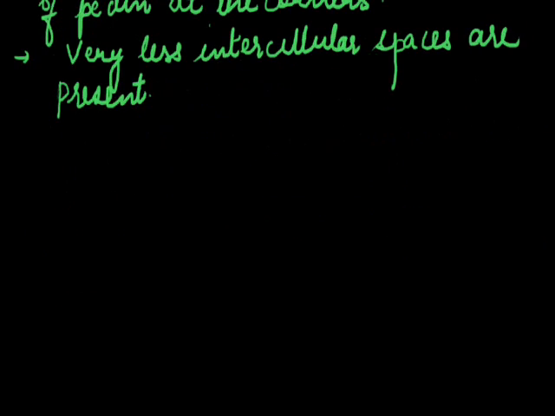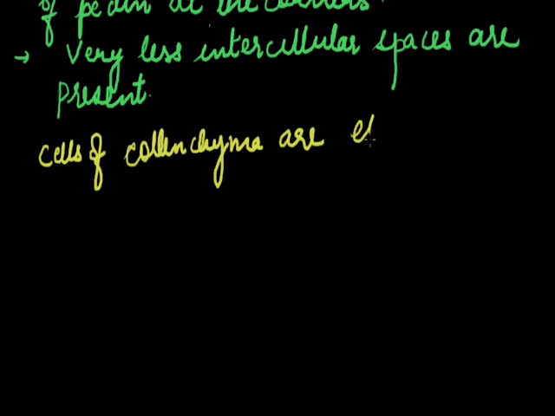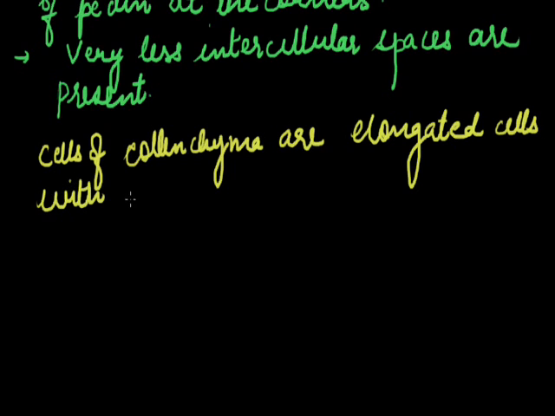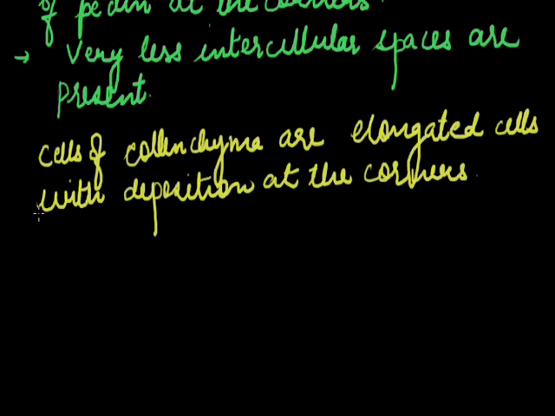Now coming on to the types of cells, the cells of collenchyma are elongated cells with deposition at the corners. Now if we draw a diagram, the cells are elongated like this. They have very less intercellular spaces.